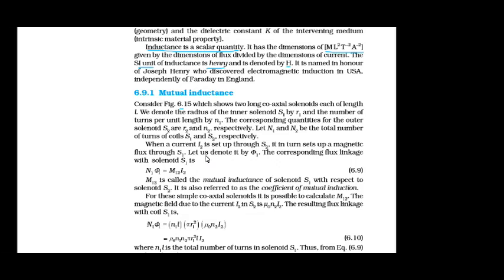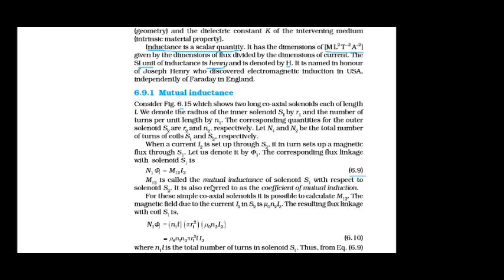When the current I2 is set up through S2, it in turn sets up a magnetic flux through S1. Let us denote it by phi 1. The corresponding flux linkage with solenoid S1 is N1 phi 1 equals M12 I2. This is equation 6.9.